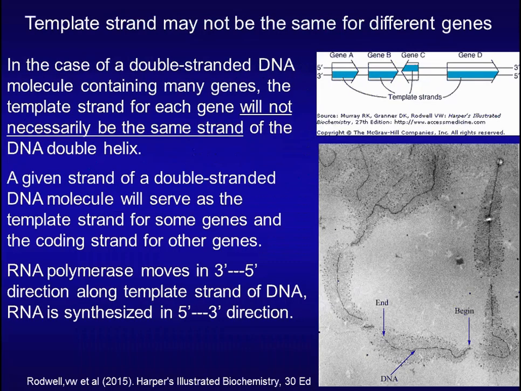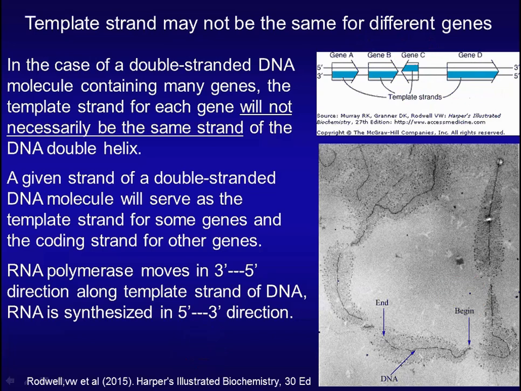In the case of a double-strand DNA containing many genes, the template for each gene might not be the same. For example, there are 4 genes here on this DNA. 3 genes use the bottom strand as the template strand, while gene C uses the top strand as the template strand. RNA polymerase moves in 3' to 5' direction along the DNA template strand. RNA is synthesized in the 5' to 3' direction.